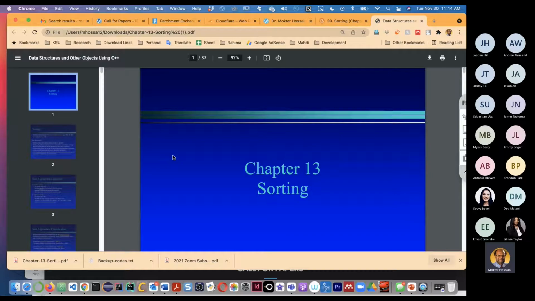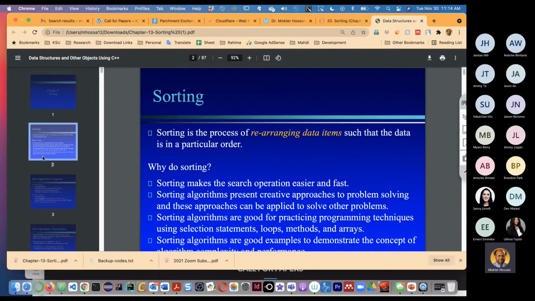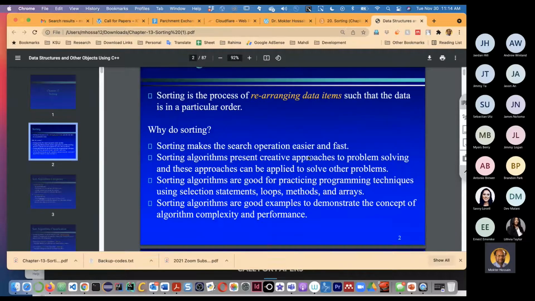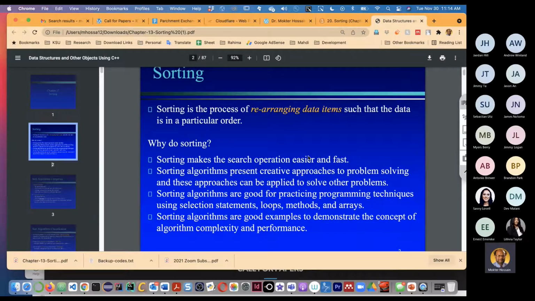Okay, sorting is the process. We know that sorting is a process of rearranging data items such that the data is in a particular order. Maybe it is in ascending order. Ascending means from the smallest to the highest number. So you say ascending order.